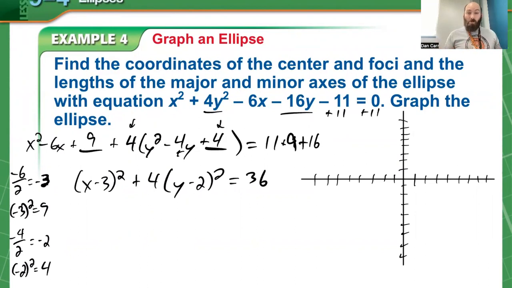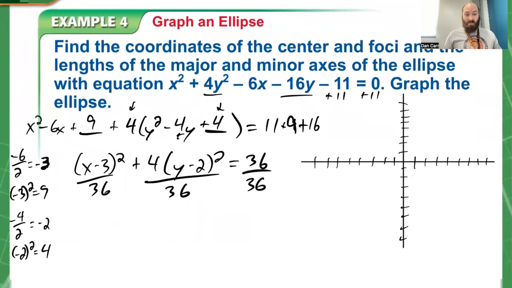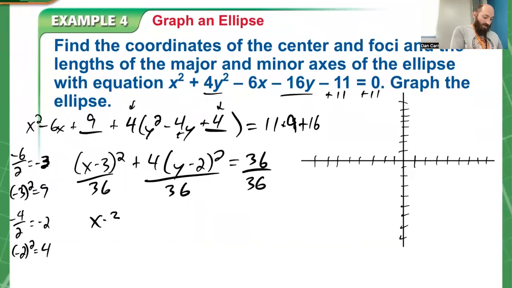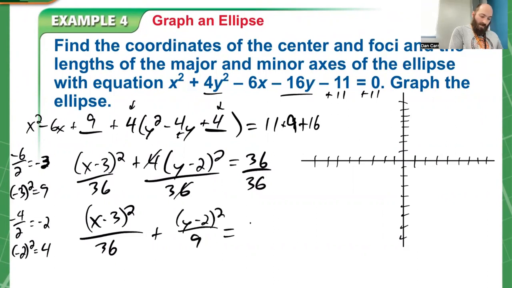This is kind of like with our circle process, but instead of it equaling 36, it has to equal 1. Every time we do an ellipse, it needs to equal 1. So everything just gets divided by 36 in this case. Nothing is going to change for the first part here. So x minus 3 squared over 36. But 4 and 36 can actually reduce a little bit, so I get y minus 2 squared over 9, and then I get equal to 1.